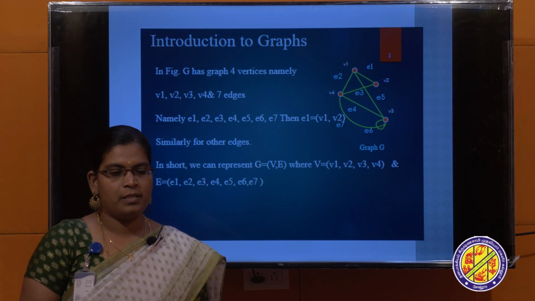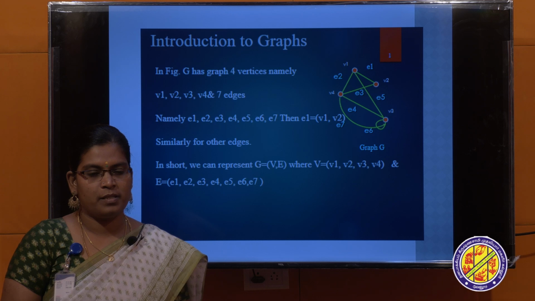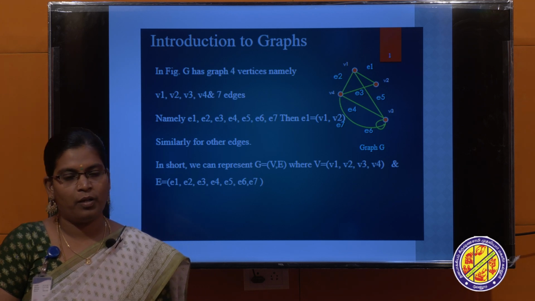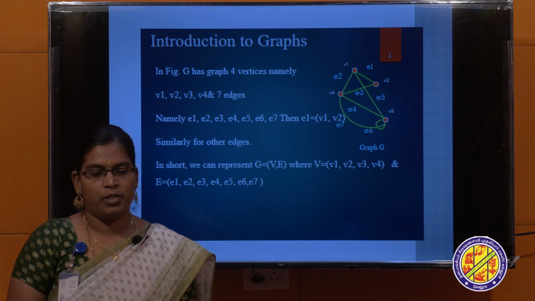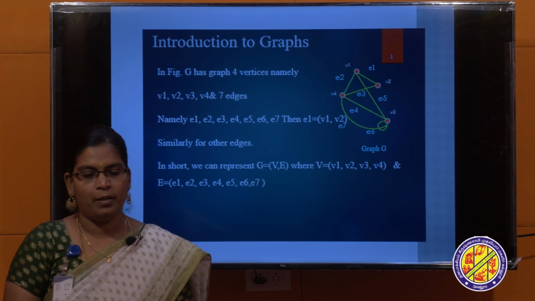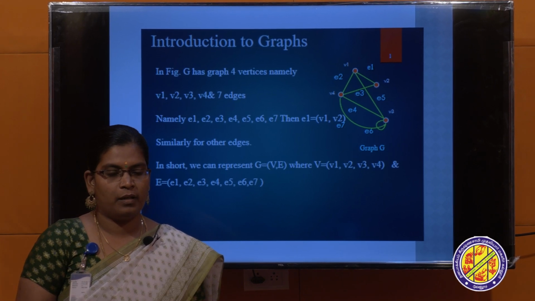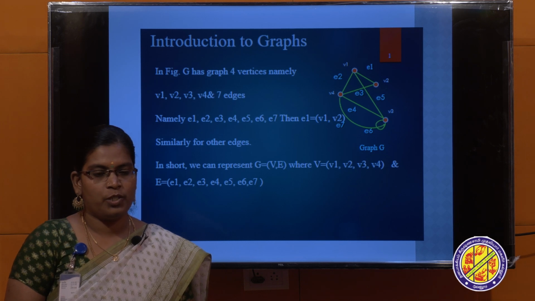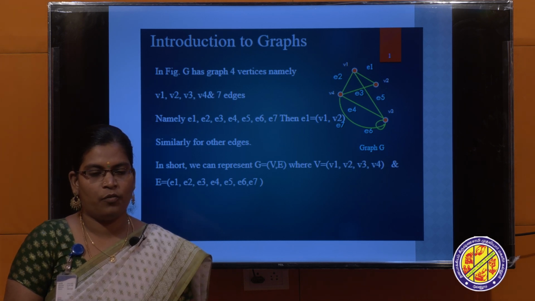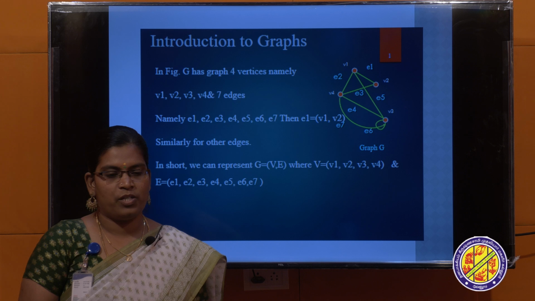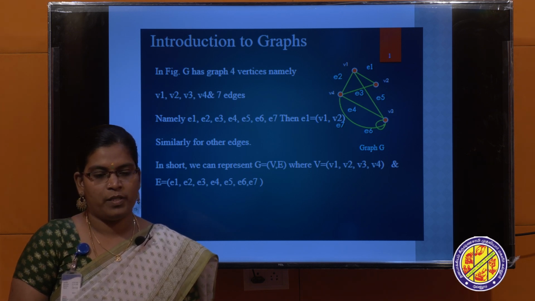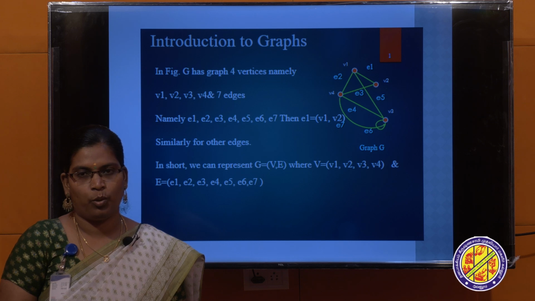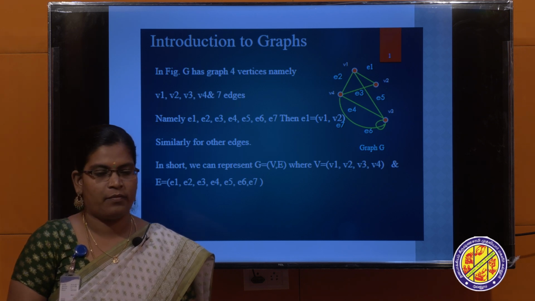In the figure, graph G has 4 vertices, namely V1, V2, V3, V4, and 7 edges, namely E1, E2, E3, E4, E5, E6, E7. So in this graph, the edge E1 is connected by 2 vertices V1 and V2. Similarly for all other edges. So in short, we can represent G equal to (V, E), where V consists of V1, V2, V3, V4, and E consists of E1, E2, E3, E4, E5, E6, E7.